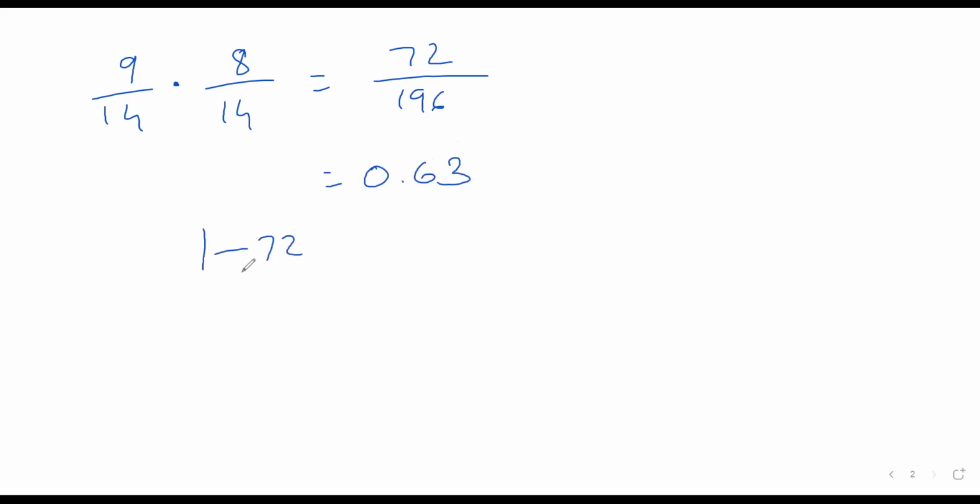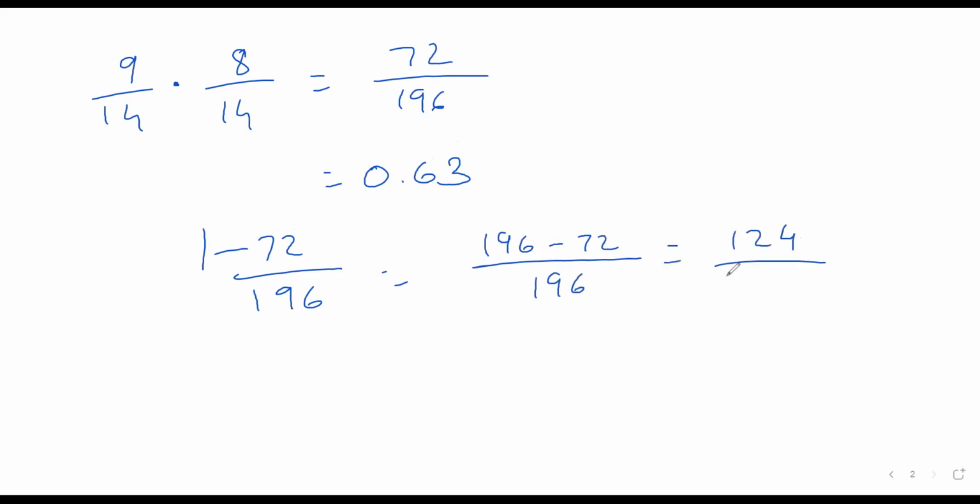See, 1 minus 72 upon 196 will become 196 minus 72 upon 196. So that will be 124 upon 196. This and this is same.